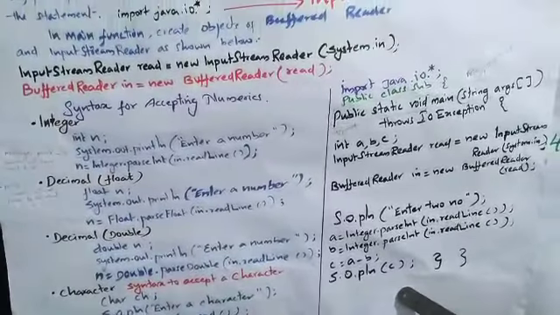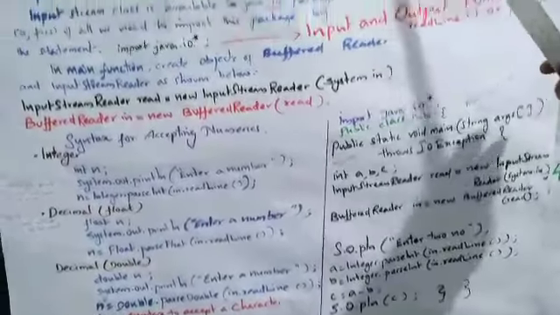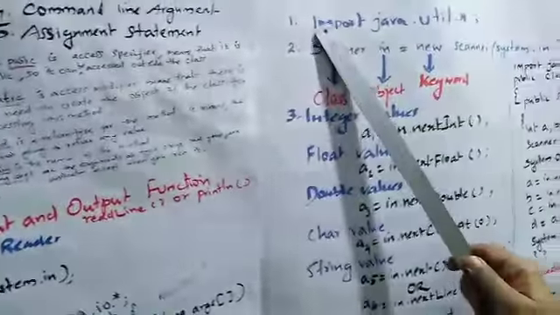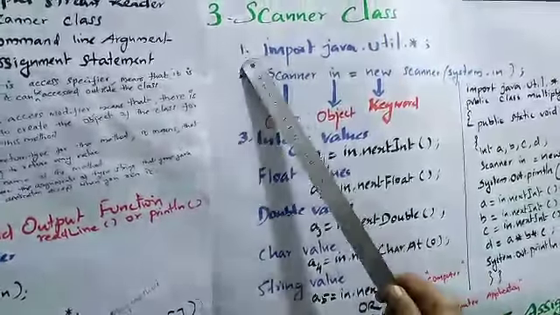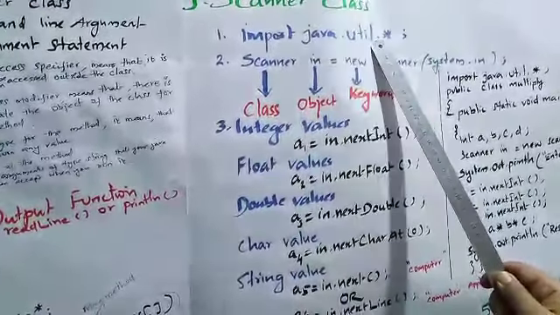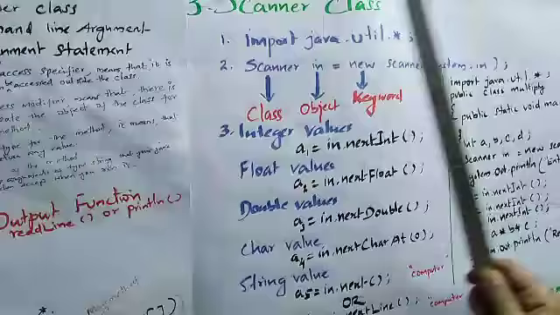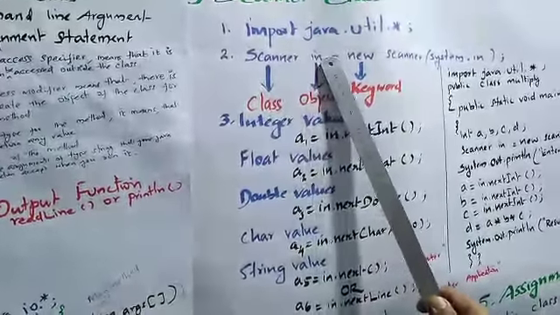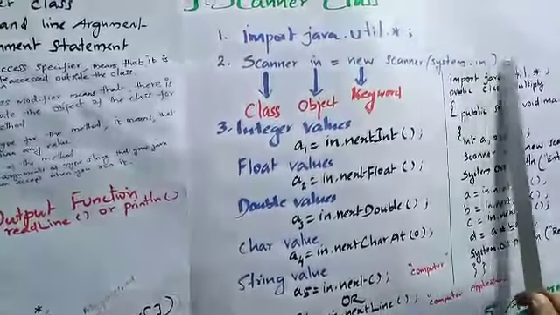Which statement do you have to use? Input stream reader. Now come to the next one. What was that? Scanner class. In the scanner class, you have to remember 3 points. First point, what was that? You have to use import java.util; semicolon. Second one, Scanner, S should be a capital. In is equal to new Scanner(System.in).